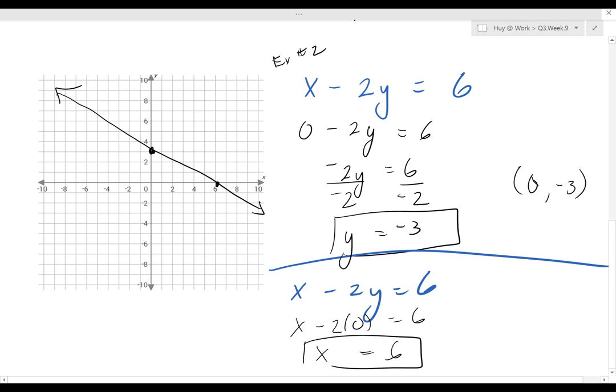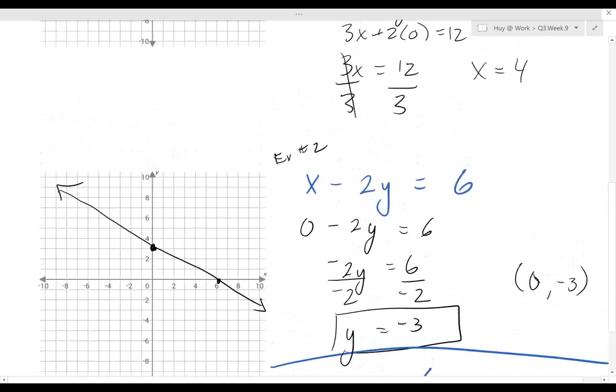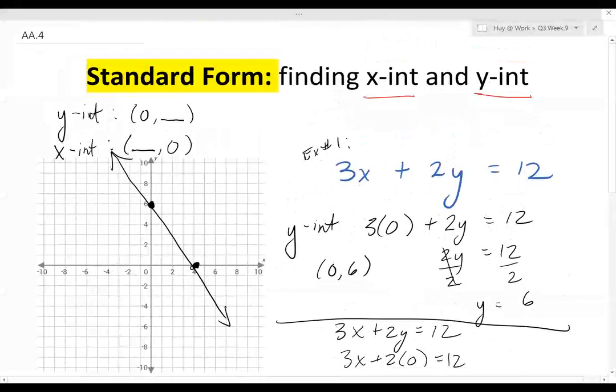Alright, so this is probably a lot quicker if you understand the nature of intercepts. Please rewatch this video. This is going to come in super handy as a time saver for these types of problems on assignment AA4, these problems that come in standard form. Alright, good luck on the assignment.